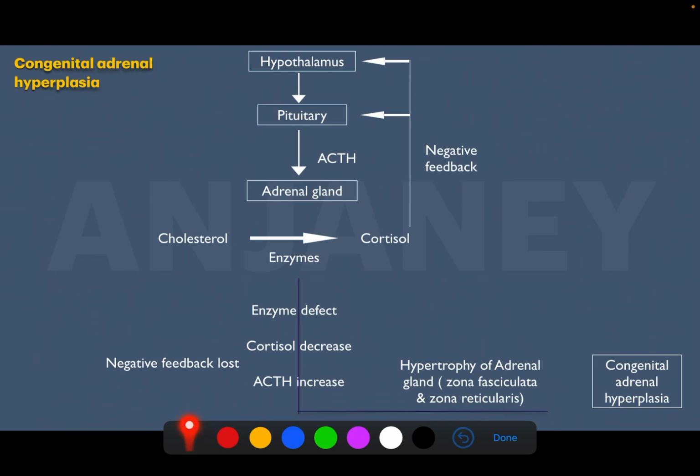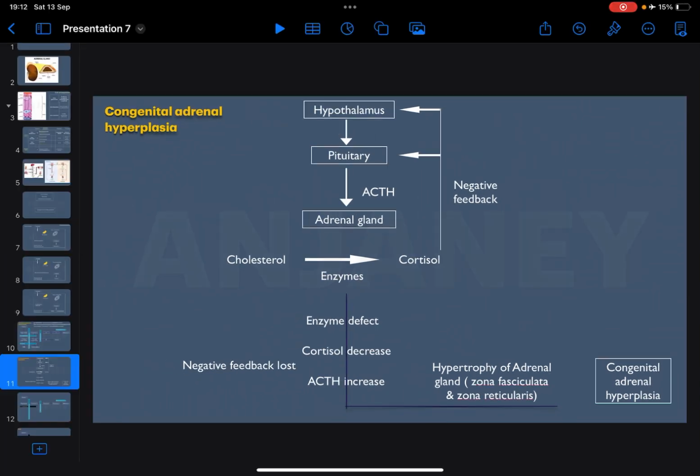So let's start from the very basic. Hypothalamus stimulates pituitary to release ACTH. Now the adrenal gland with this stimulation will make cortisol. From where? From cholesterol it is making cortisol, right? And this cortisol is giving a negative feedback to both of these to stop releasing ACTH. So cortisol decreases ACTH, I can say, right? Now if these enzymes which are making cortisol from cholesterol, which are these enzymes?